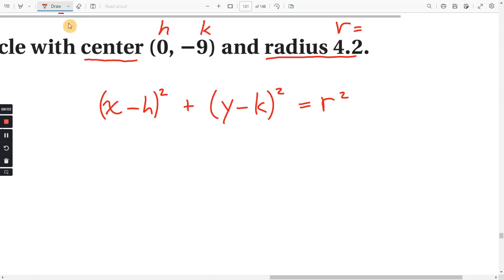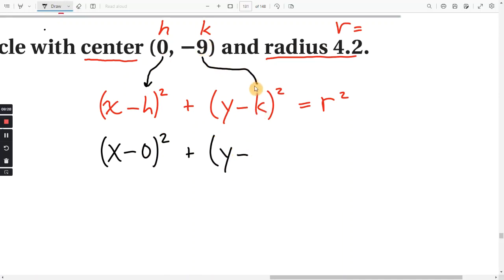We're just plugging in. Alright, I'll do it in a different color here. So we start with x minus h, and h is just 0, and that's squared. And then we have y minus k, and k is just -9. So watch the sign, it's minus k, so minus -9, and that gets squared. And r squared is going to be 4.2 squared.